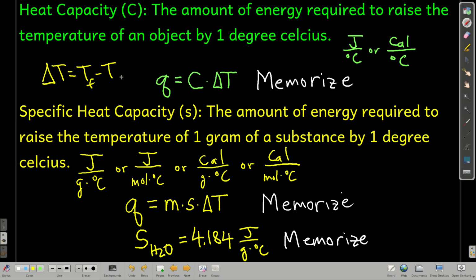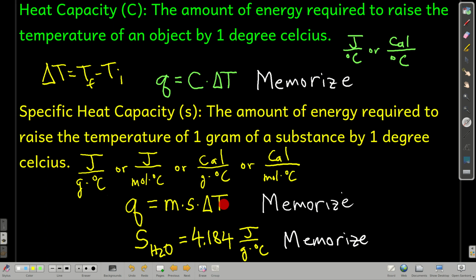That's a good thing to keep in mind. F is final, I is initial. And so if final temperature is lower than the initial temperature, delta T is negative, and vice versa if it's greater. Now, specific heat capacity, the units, most of the time you guys are going to see them in joules per gram degree Celsius, right here. Could be in joules per mole degree Celsius, that would be a molar heat capacity, or calories per gram degree Celsius, or calories per mole degree Celsius. But this, and once in a while this, are what you'll see.